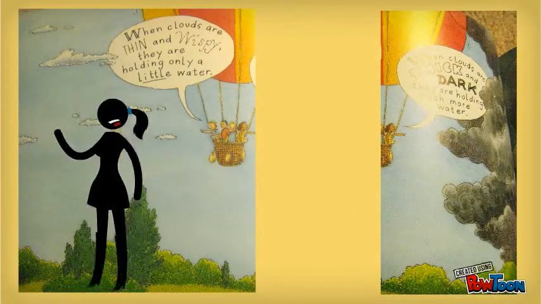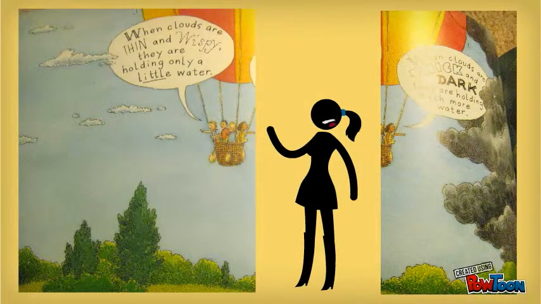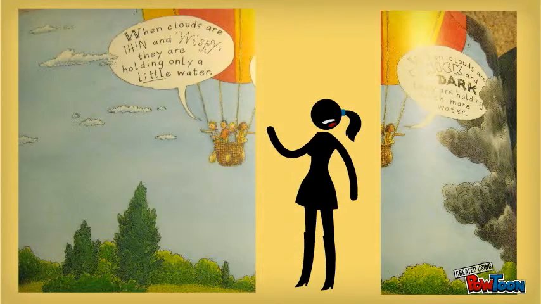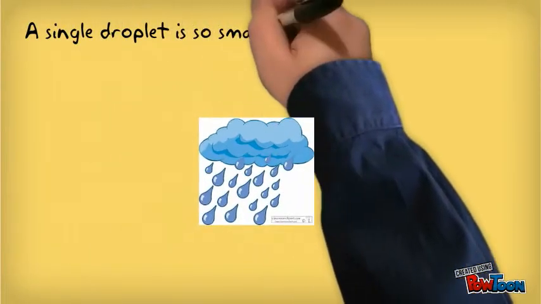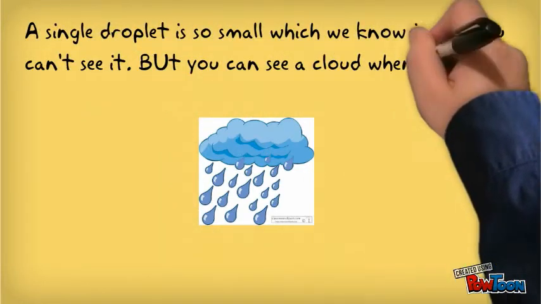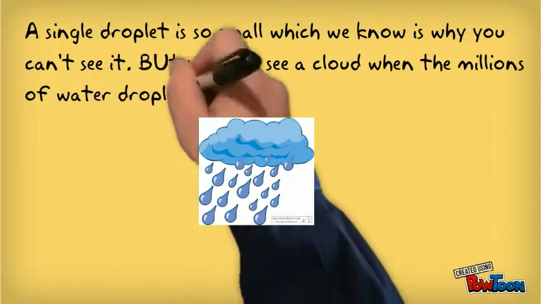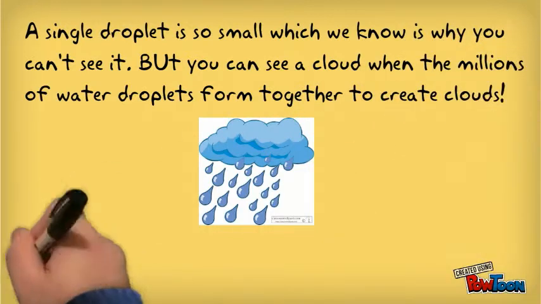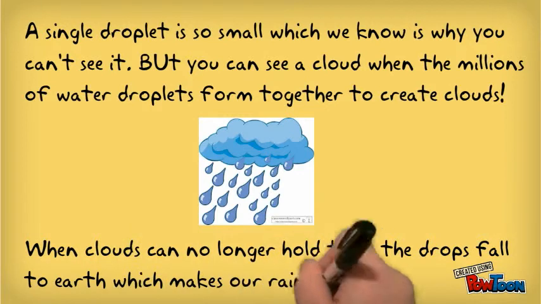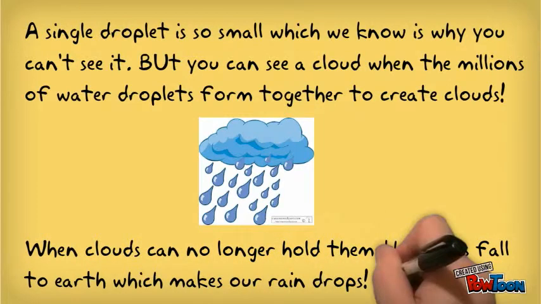When clouds are thin and wispy, they only hold a little bit of water, but the thick and the dark clouds hold more water. A single droplet is so small, which we know is why you can't see it, but you can see a cloud when the millions of water droplets form together to create clouds. When clouds can no longer hold the water droplets, they fall to earth, which makes our raindrops.